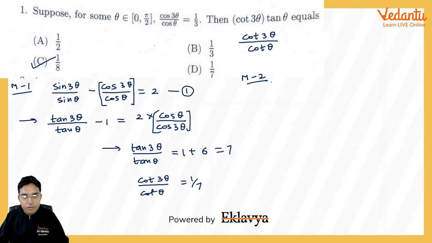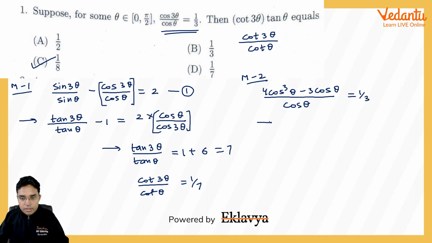You can write this given expression as 4 cos cube theta minus 3 cos theta, that is the formula of cos 3 theta, upon cos theta, and this is equal to 1 upon 3. From this, if we divide by cos theta, because it should not be 0, we will get 4 cos square theta minus 3 is equal to 1 upon 3, which gives cos square theta equal to 3 plus 1 by 3, that is 10 by 3, and 10 by 12 actually. So that will be 5 by 6.